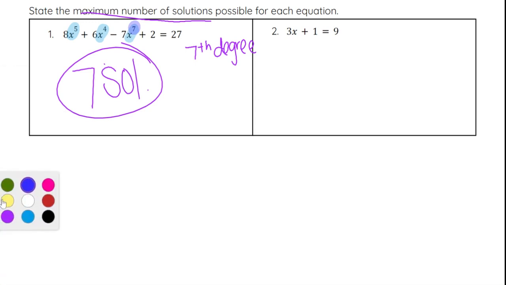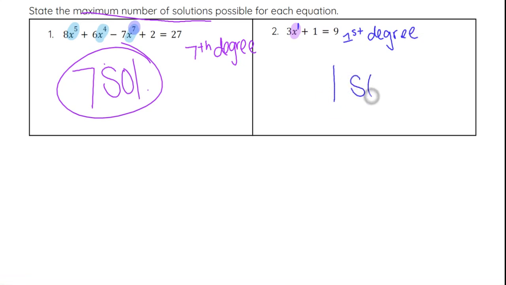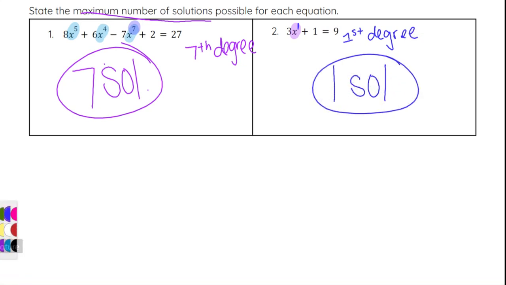On this one over here, we have 3x plus 1 equals 9. We just have an x. That is the only one we have. And when there's no exponent, remember that means it's a first power. So that would be 3x plus 1 equals 9 as a first degree. And because it's a first degree, there is up to 1 solution.